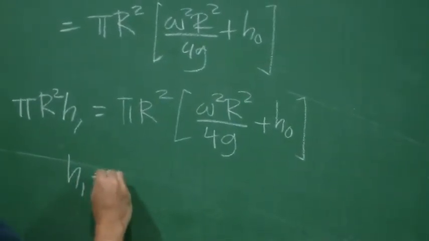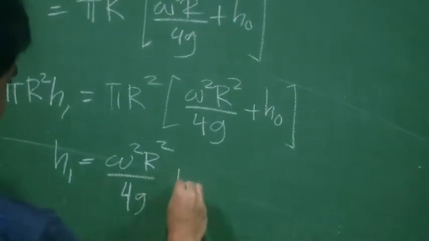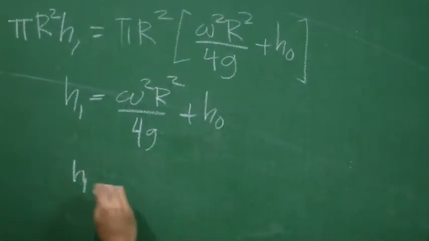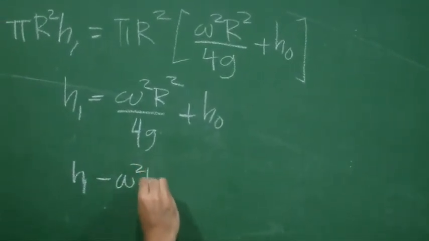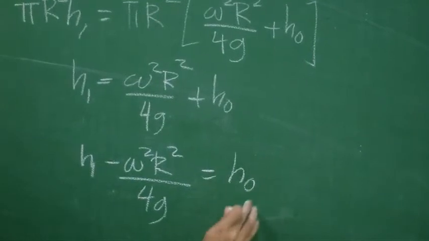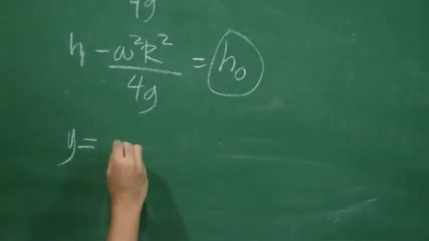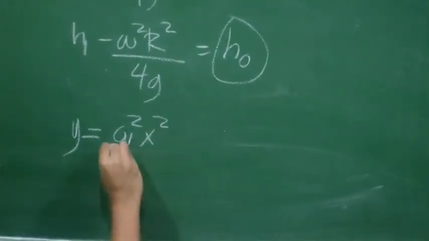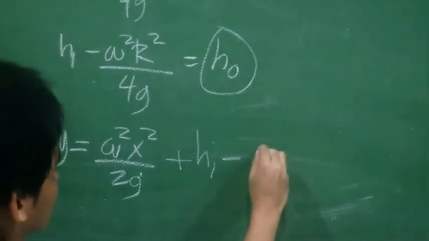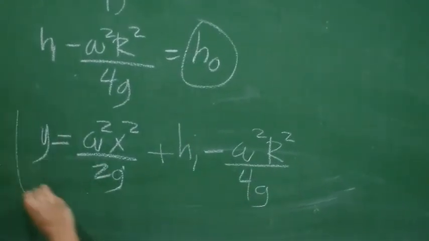So we have h1 equal to omega squared r squared over 4g plus ho. So now we can get the ho: h1 minus omega squared r squared over 4g is equal to ho. So substitute this ho. We have our final answer, y is equal to omega squared x squared over 2g plus h1 minus omega squared r squared over 4g. This is our equation.